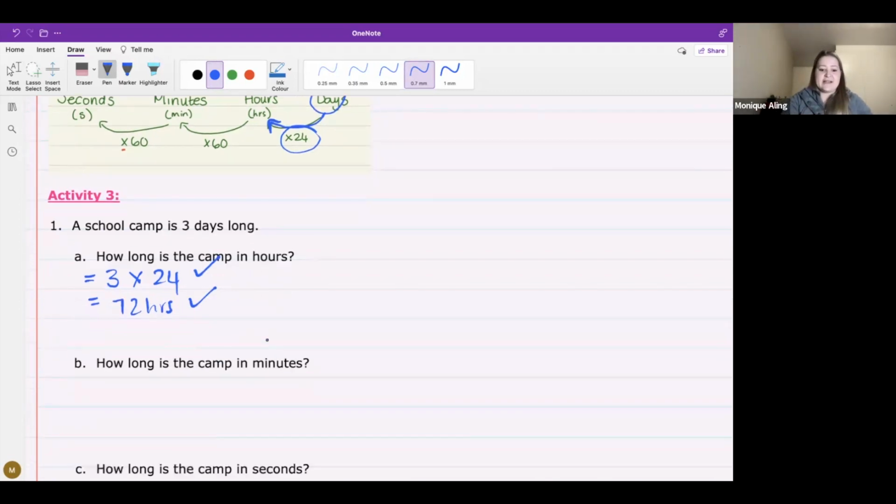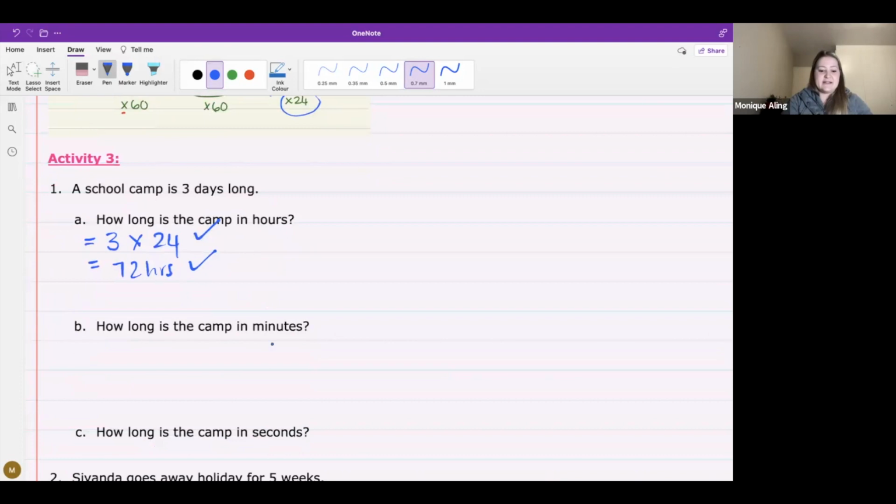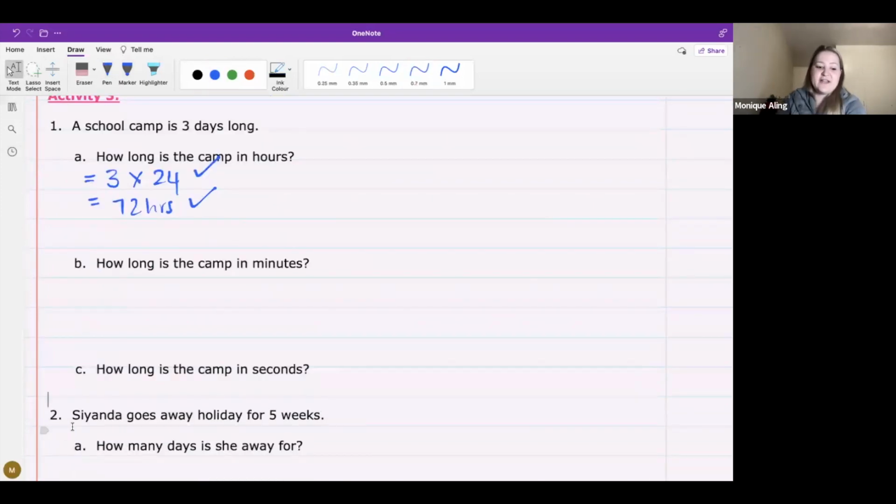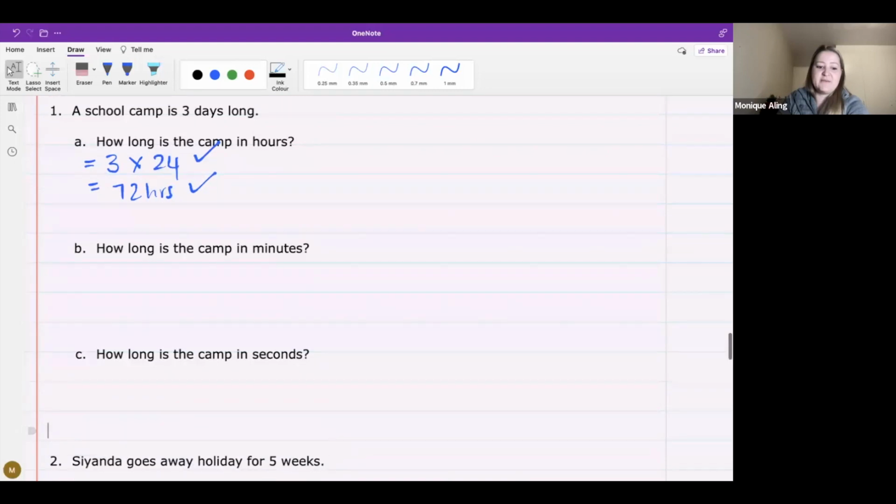Okay, how long is the camp in minutes? And question C, how long is the camp in seconds? So quickly convert that to minutes and seconds for me, please.